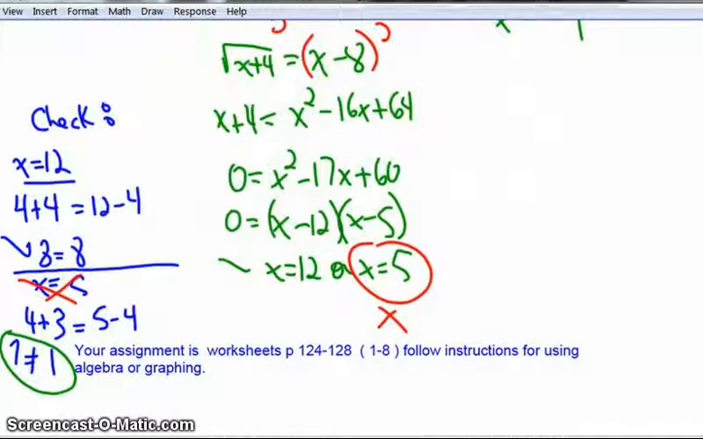Please complete the assignment that Mr. Zotner gave you, or the worksheets on pages 124 to 128, questions 1 to 8, and please follow the instructions. There are questions that I've written to do algebraically and some that were written to do graphing, okay? And use the key things for full marks that we talked about in this lesson.